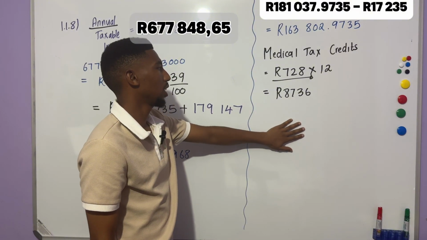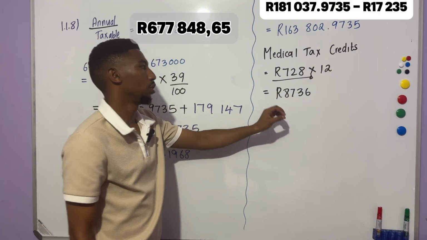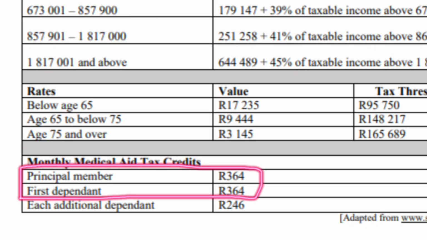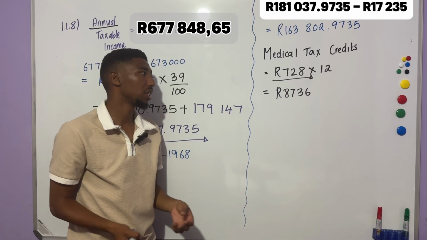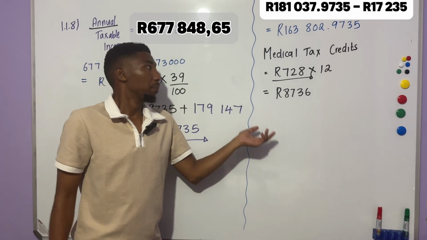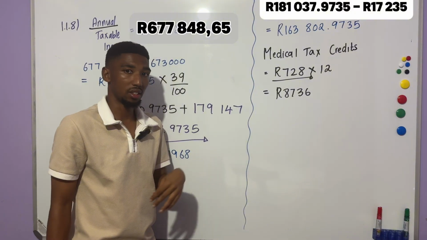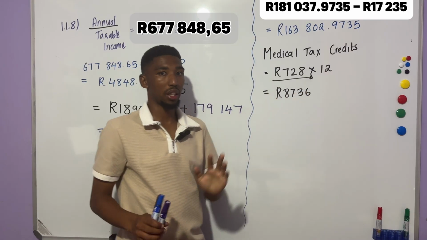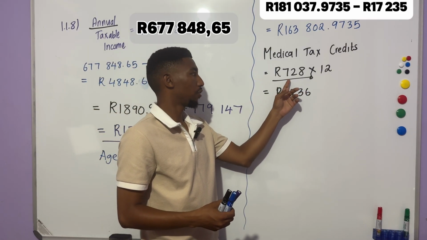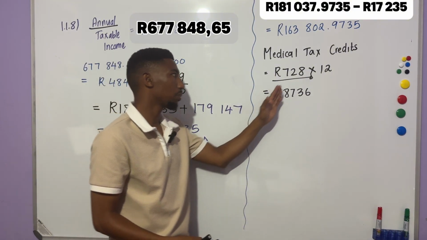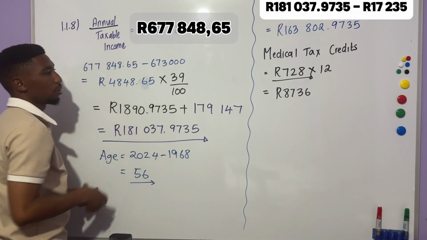It's also very interesting to note that if you look at the medical tax credit column, you can see that the primary member plus first dependent will add up to 728 Rand. So another tricky question could have been, how many people does Ms. Nong have on her medical aid besides herself? And you know that she has herself and the first dependent, because when you add that, you actually get 728. But we do have that information from the salary advice, this medical tax credit. And remember, it's always monthly, so we're going to multiply that by 12 because we are working annually.